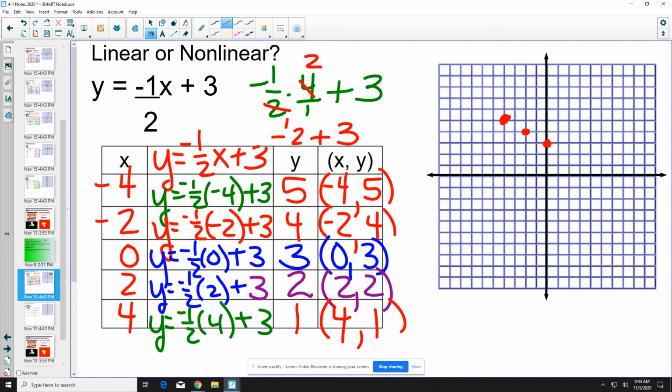2, 2 would mean right 2, up 2. 4, 1 means right 4, up 1. Okay, once you get your points drawn, you connect and you put arrows at the end.